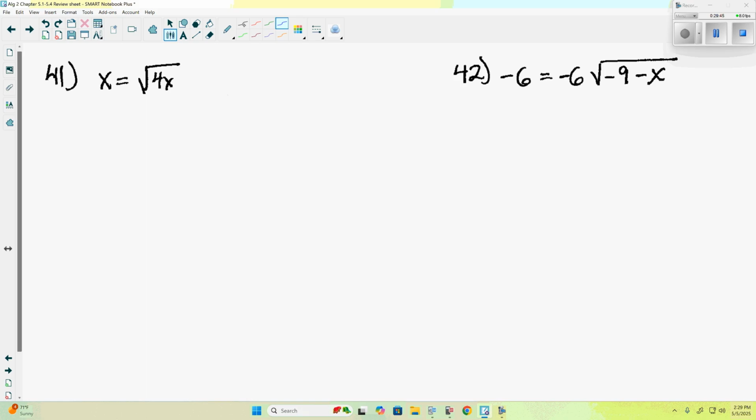Negative 6 equals negative 6 times the square root of negative 9 minus x. There is one radical, so we need to get it by itself first. And we could do that by dividing both sides by negative 6. Our negative 6 and negative 6 would simplify out, leaving us with our square root of negative 9 minus x. Negative 6 divided by negative 6 is 1.